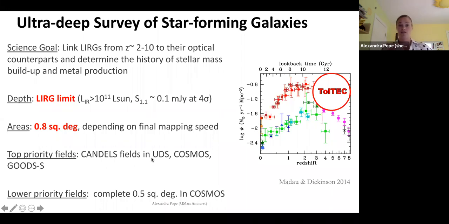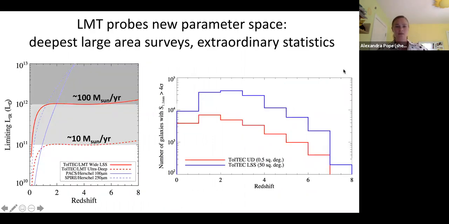And the goal of this survey is to fill in this gap here. So I showed you this plot at the beginning where we really don't know what's happening with the obscured star formation rates at the highest redshifts. And so TolTEC should be able to really nail this down.